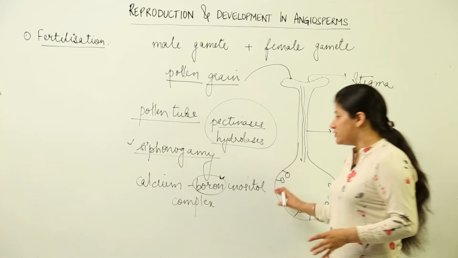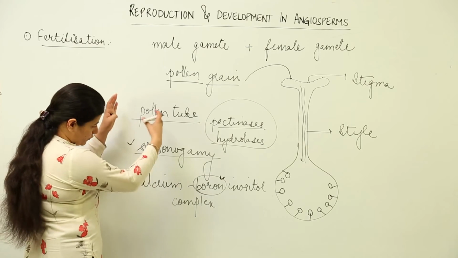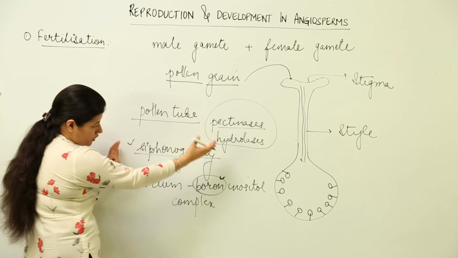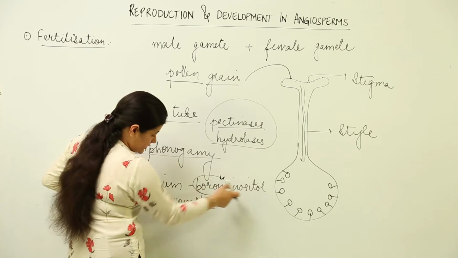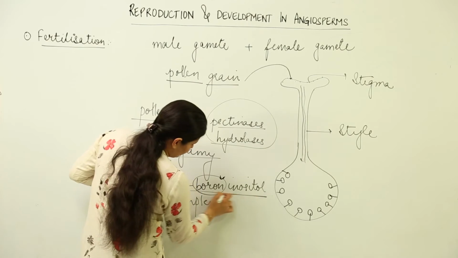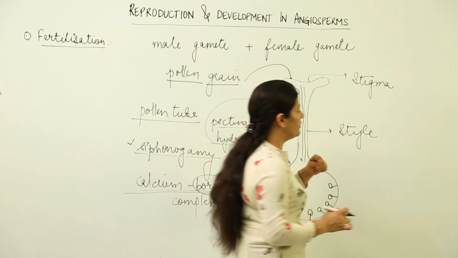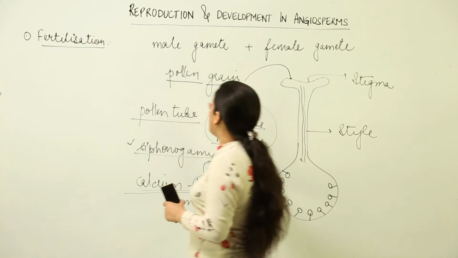Now, as soon as it reaches there, what happens? We will see that, but before that, please revise these terms. The pollen tube is formed. The process is called siphonogamy. It is guided by this chemical complex, and this entire process is done in order to enable the fusion of the male gamete.